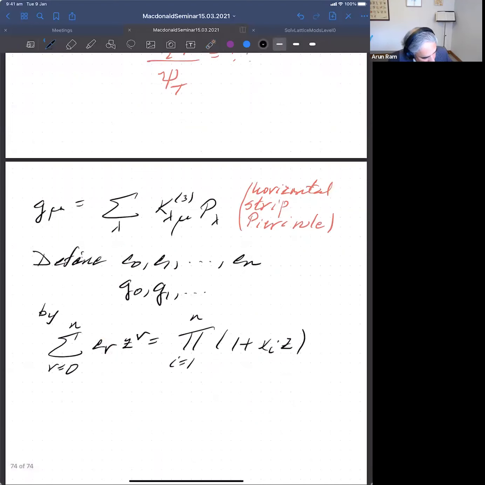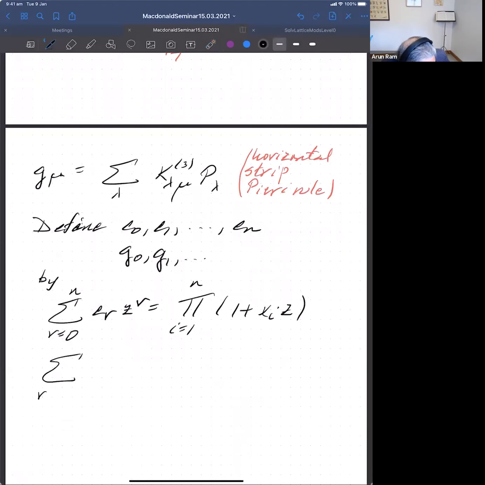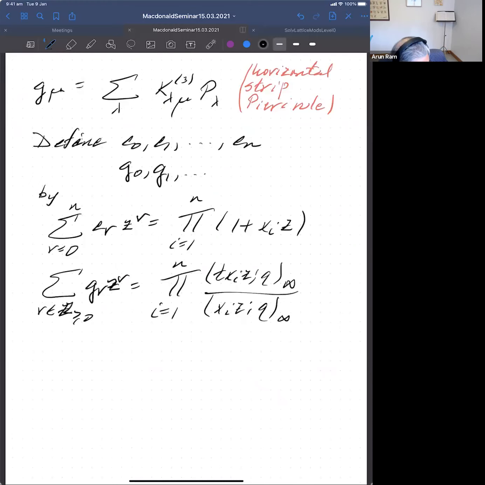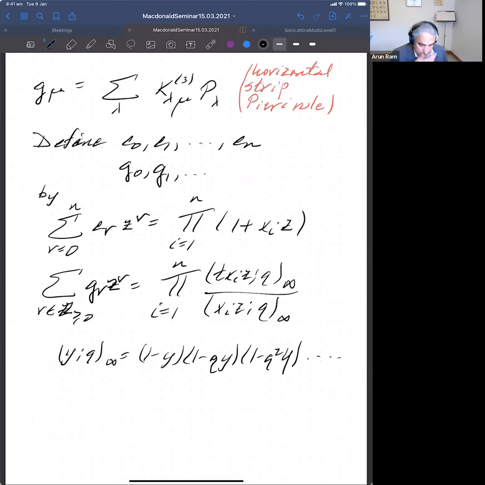And in a very similar way, the G_r can be defined by a generating function where you have the product over the variables of (t x_i z; q)_infinity divided by (x_i z; q)_infinity. So this, for any variable y, (y; q)_infinity is defined to be (1 - y)(1 - qy)(1 - q^2 y), an infinite product.